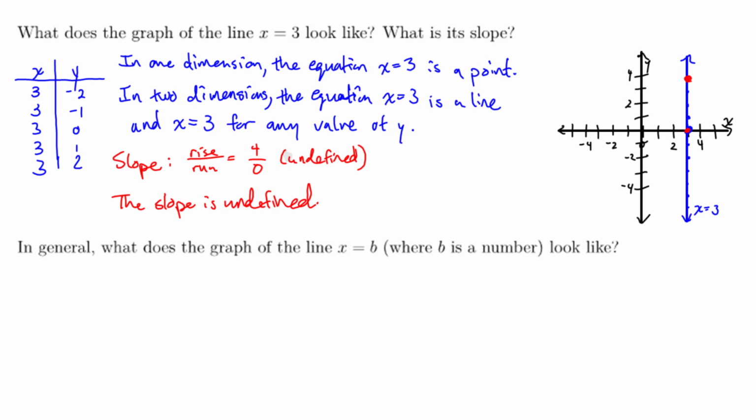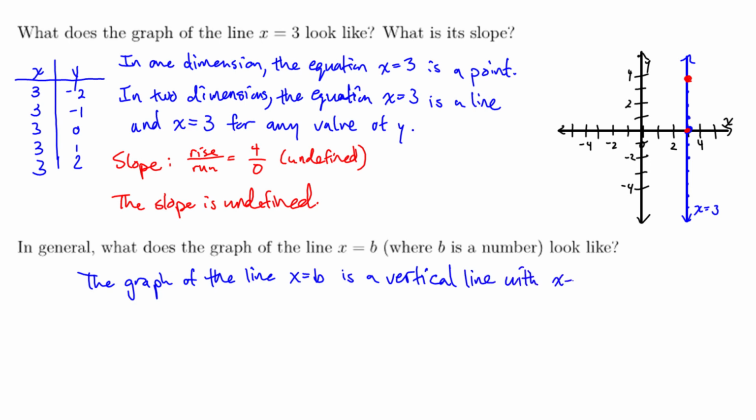Okay, so if we generalize, in general, the graph of the line x equals b, where b is a number, is going to be a vertical line. And it will have an x-intercept at b comma 0. So it's always going to go through that point. And its slope is undefined.